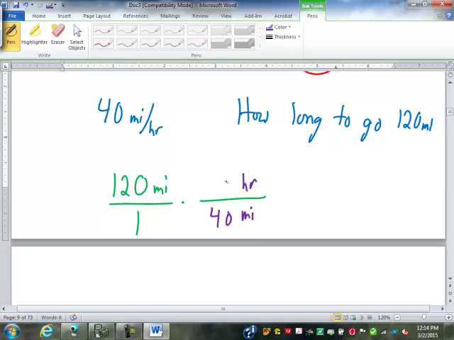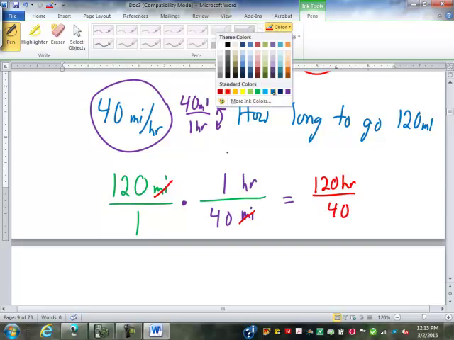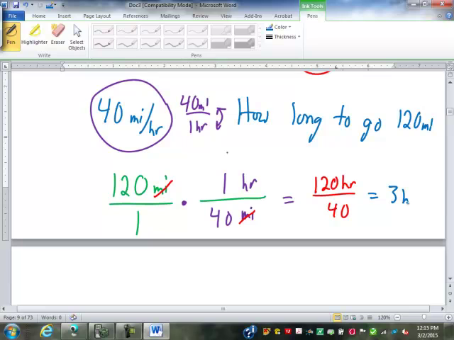So it's 40 miles per 1 hour. What I did is I took this 40, remember this means 40 miles over 1 hour, and I flipped it over. I took its reciprocal, and I'm multiplying. In other words, I was dividing by 40, and just took the reciprocal to multiply because I'm dealing with fractions. So now we can cancel out the miles. They cross cancel. 120 times 1 hour is 120 hours, over 1 times 40 is 40. 120 hours divided by 40 is 3 hours.